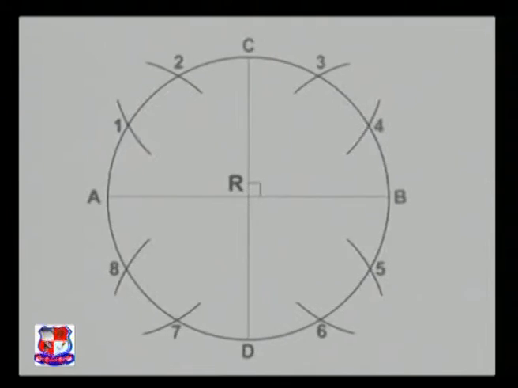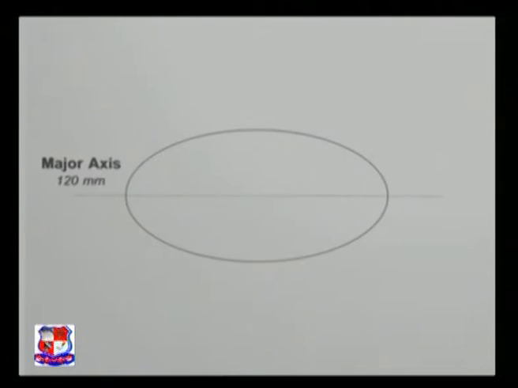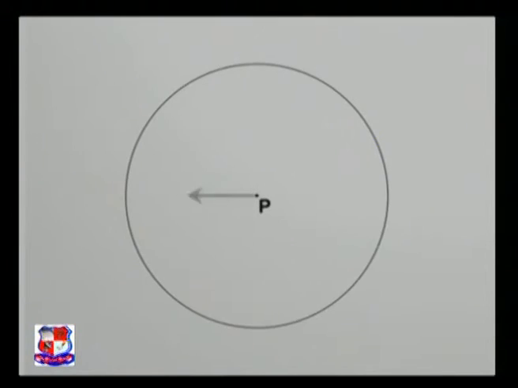Alright, so let's take up the next challenge of constructing an ellipse having a major axis of 120 mm and minor axis of 60 mm. With point P as center, draw a circle of radius 60 mm that is equal to semi-major axis. Similarly, draw another concentric circle of 30 mm radius that is equal to semi-minor axis.